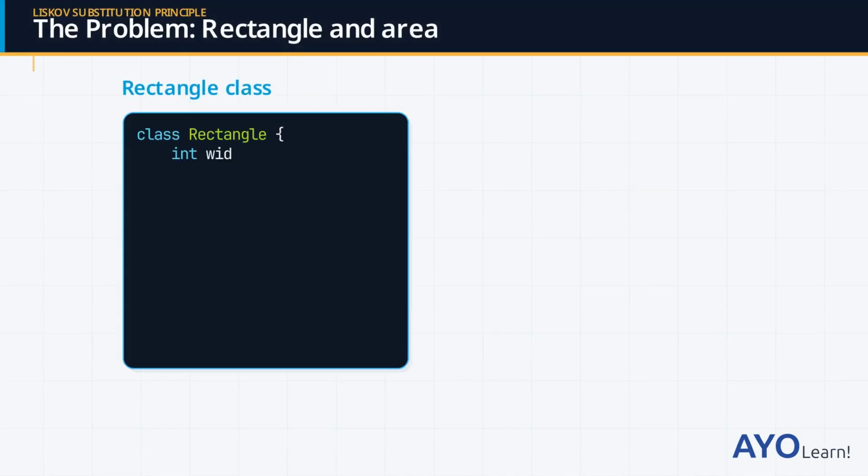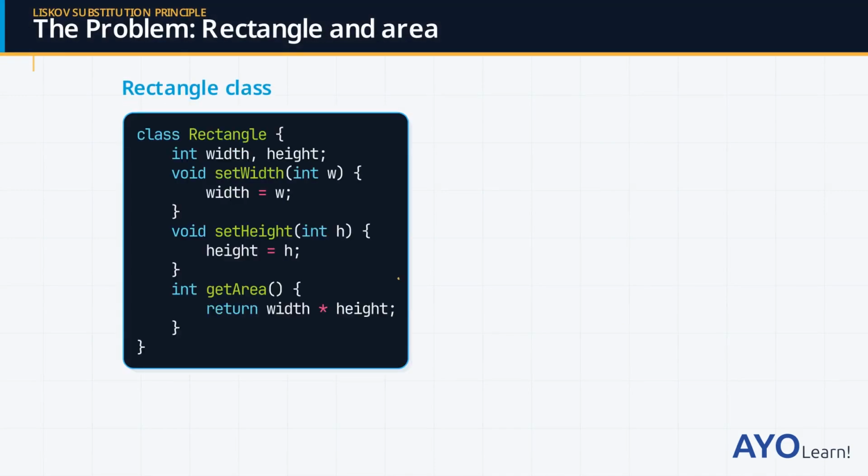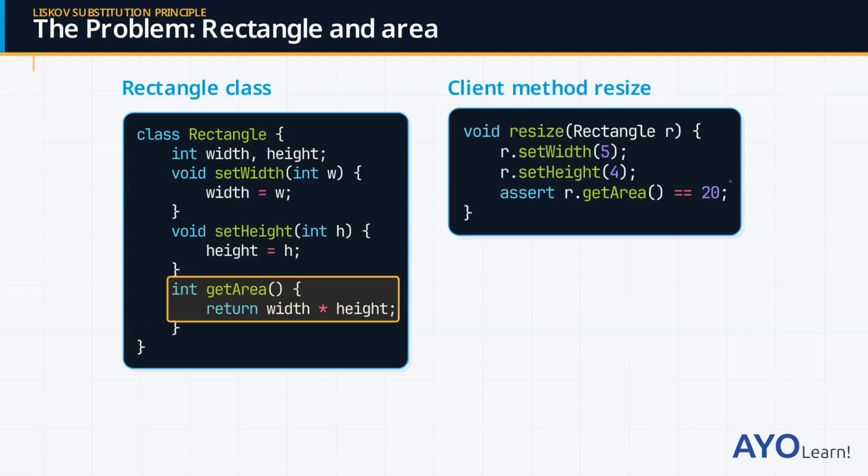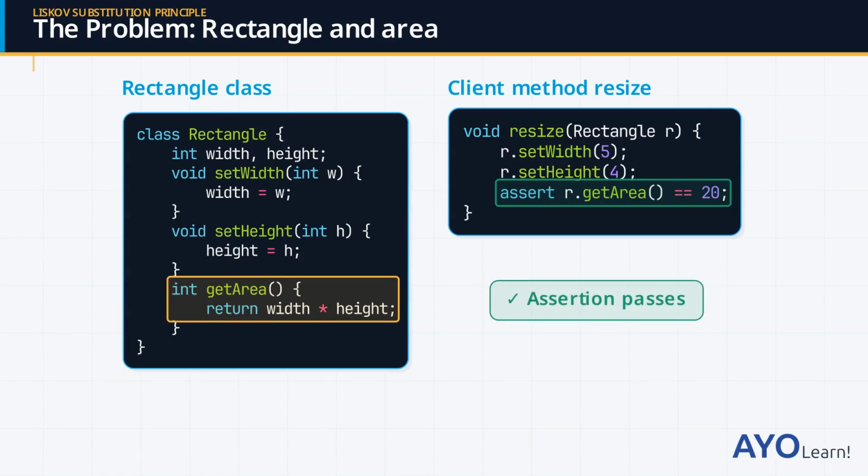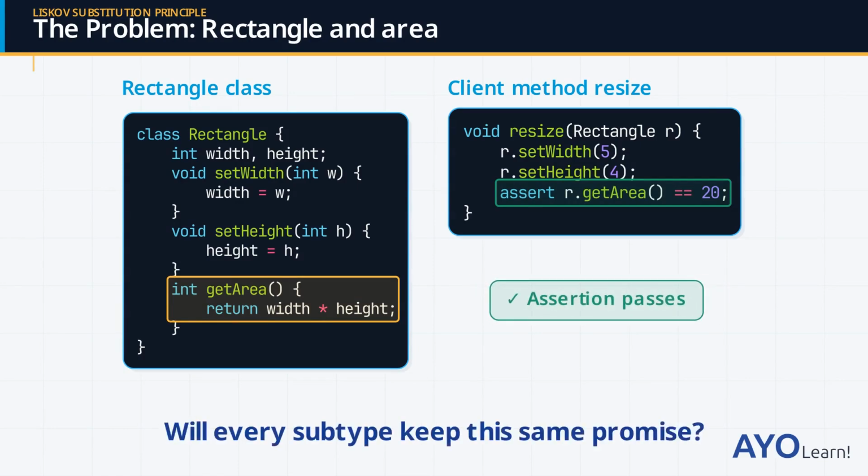Consider this rectangle class, with setWidth, setHeight, and getArea returning width times height. The resize method sets width to 5, height to 4, then asserts the area equals 20. For a plain rectangle, this assertion passes. But will every subtype keep that same promise?